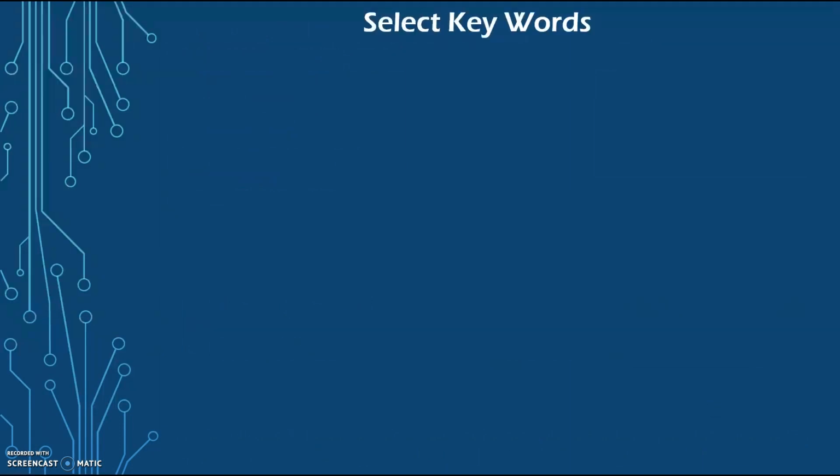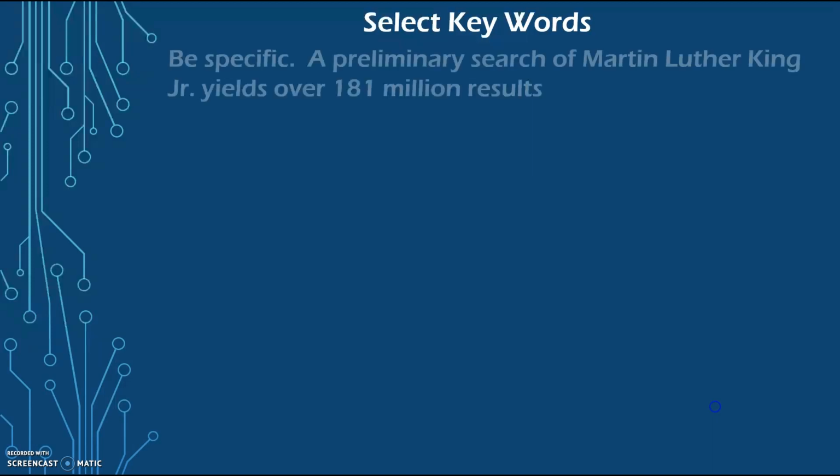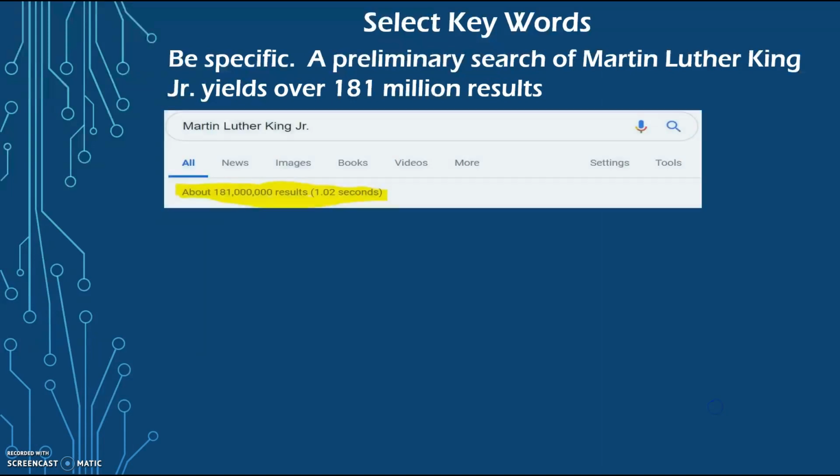Select keywords. It's important to remind students to be specific about what they are searching for. A preliminary search of Dr. Martin Luther King Jr. is very broad and yields over 181 million results.